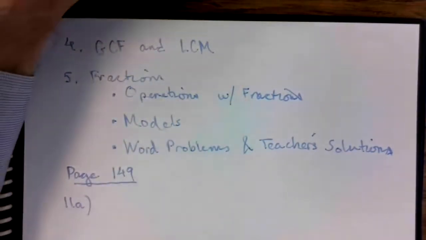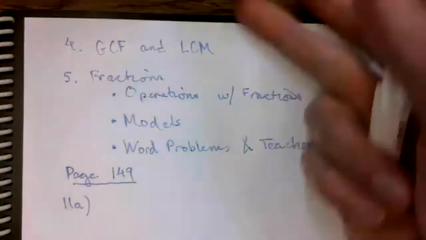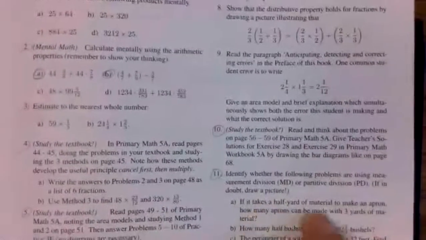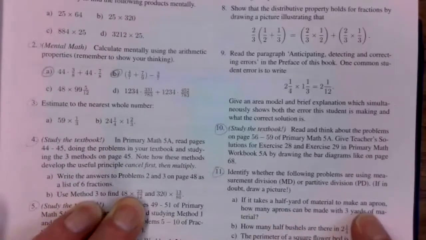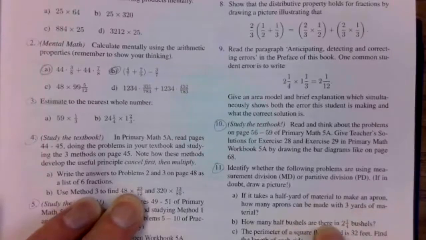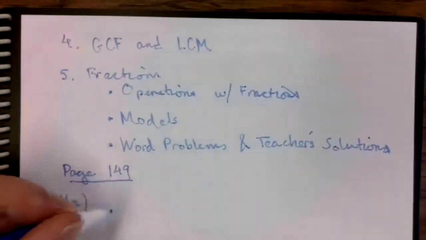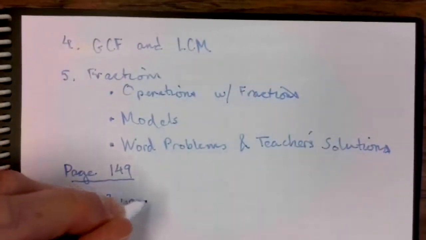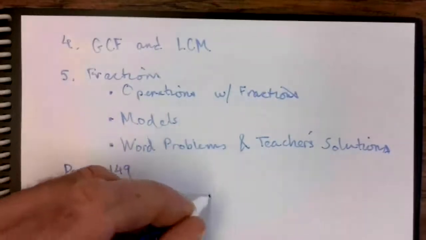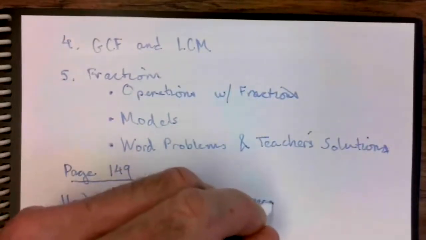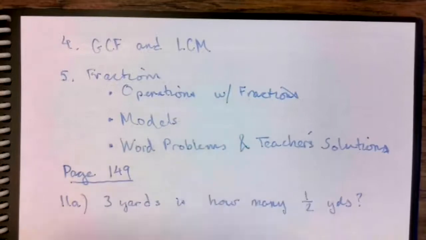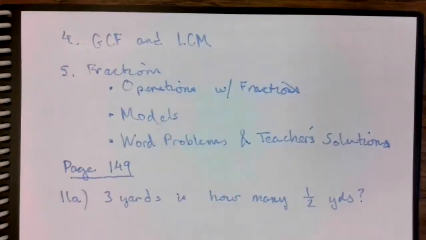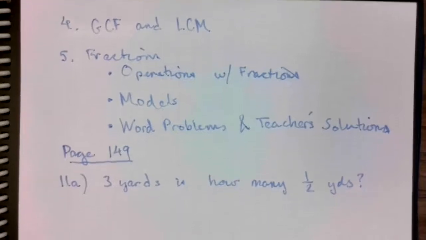Okay, so it takes half a yard of material to make an apron. How many aprons can be made with 3 yards of material? Okay, so let me rephrase it this way. 3 yards is how many half yards, right? That's what this is asking. I got 3 yards worth of material. How many aprons can I make?